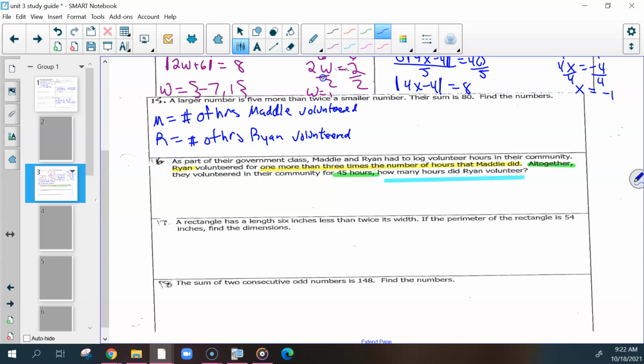Once we know our variables, we can start putting these together, pieces and parts. So we know this first sentence talks about Ryan: one more than 3 times the number of hours Maddie did. How would we put that together? 1 plus 3M. If you use a different variable, that's fine.